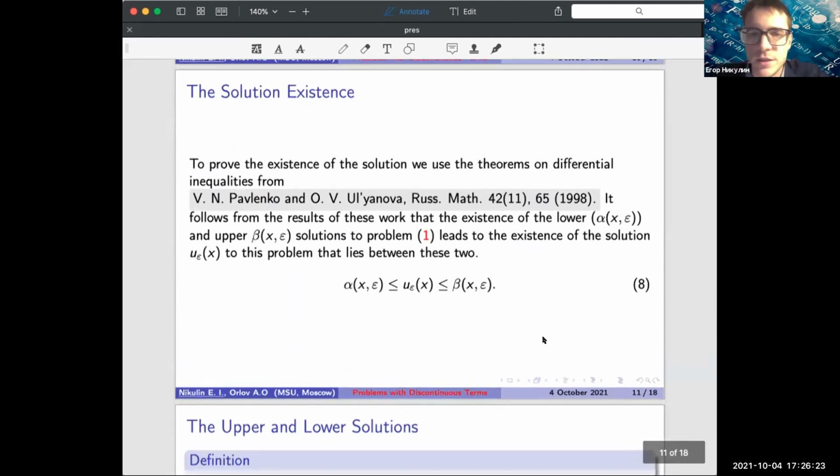To prove the existence of the solution, we use the theorems on differential inequalities from Pavlenka and Ulyanova work. It follows from the results of this work that the existence of the lower and upper solutions to problem 1 leads to the existence of the solution u epsilon to this problem that lies between these two.